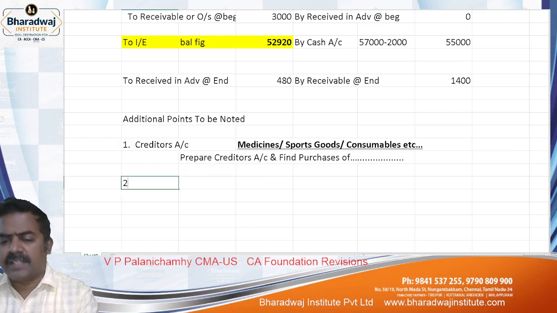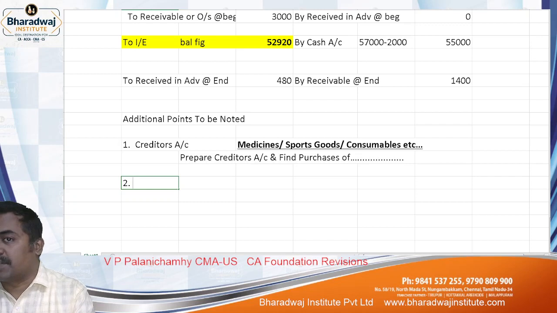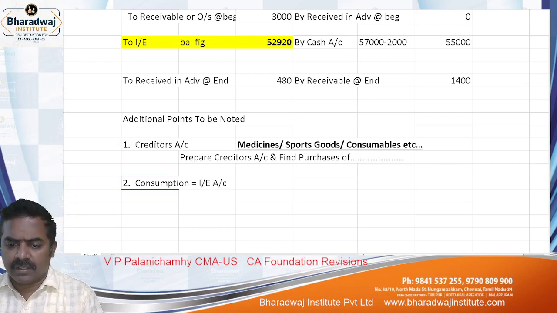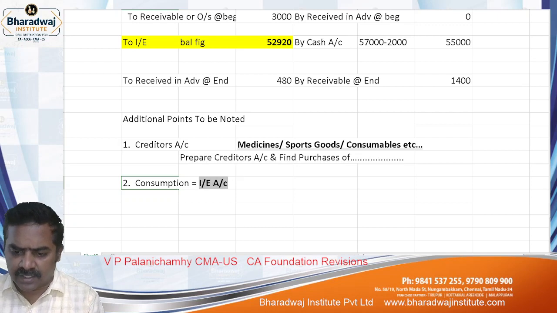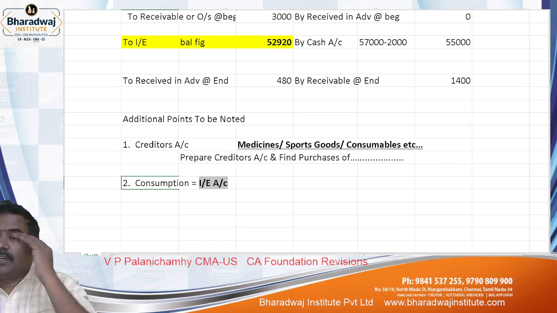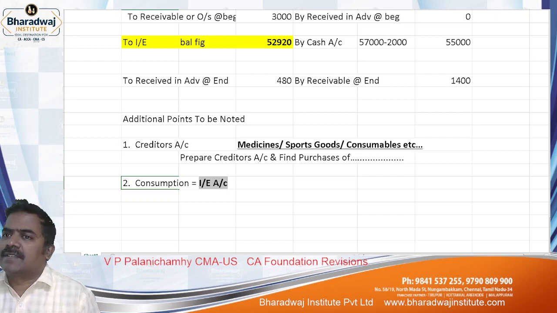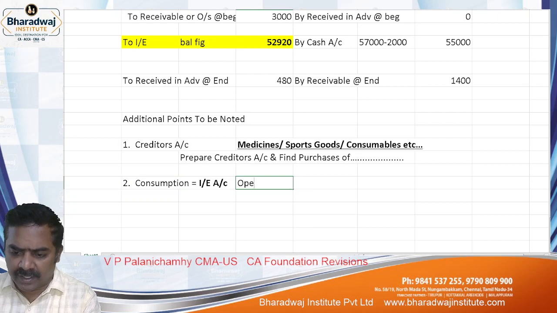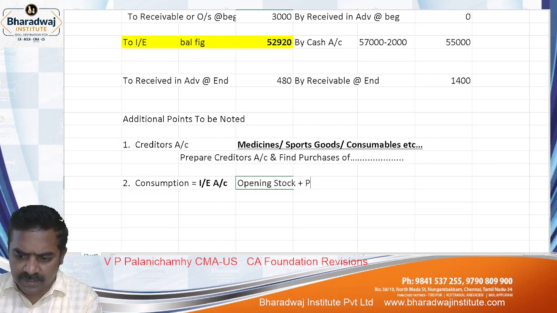Second, purchase is not the expense. Only consumption is the expense. Consumption will be taken to the income and expenditure account. What is the difference between purchases and consumption? During the year, we purchased goods for 5 lakhs, but we consumed only 4 lakhs. Now, what is the expense? Only 4 lakhs is the expense. So, what is consumption? Opening stock plus purchases minus closing stock.